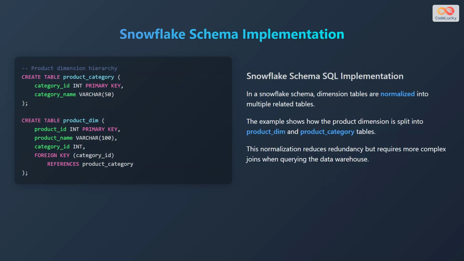Let's see how the Snowflake schema is implemented using SQL. In a Snowflake schema, dimension tables are normalized into multiple related tables. The example shows how the product dimension is split into product_dimension and product_category tables. This normalization reduces redundancy, but requires more complex joins when querying the data warehouse.